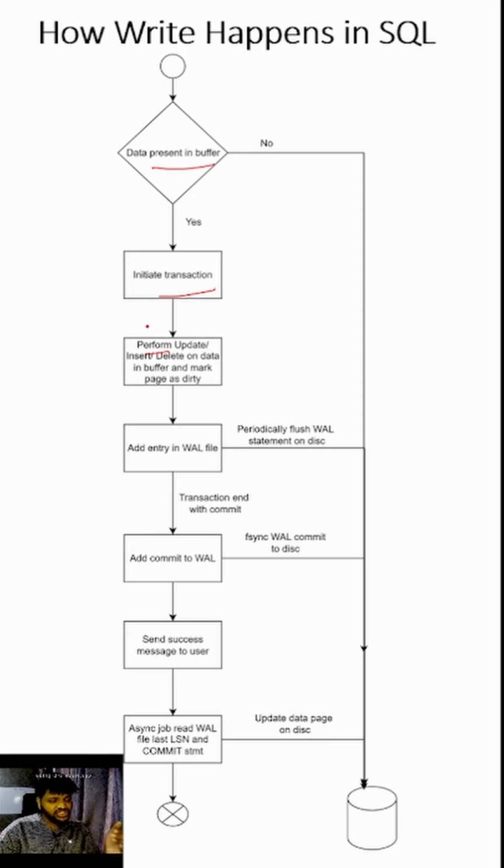Then your instructions, update, insert, delete, are appended one by one into the WAL file, which is nothing but a write ahead log file, and periodically the WAL file instructions are burnt onto the disk. Then finally your transaction is completed with a commit statement, and that commit statement is also burnt onto the disk. Once that is done, a success message is sent to the user stating, hey, your transaction is successfully completed. Internally, asynchronously, the WAL file content is compared with what is present on the disk. It identifies, hey, disk content is outdated, and the WAL file updates that content. This is how internally things work.